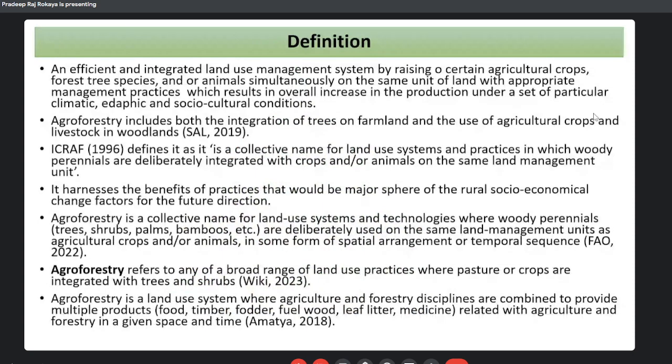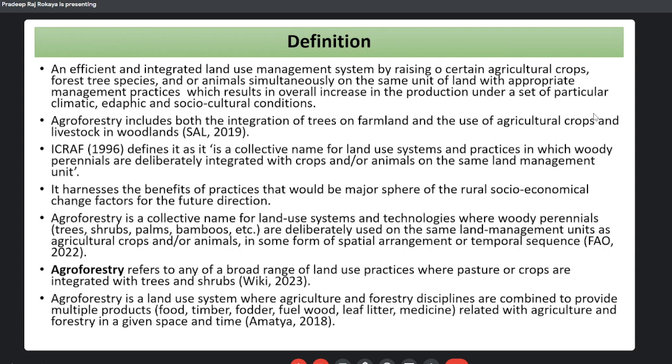So now come to definitions. Actually we defined it in the first introductory part, the concepts and introduction of agroforestry. And here is a definition of agroforestry. Some other writers defined agroforestry in different ways. So there are various ways of defining it.